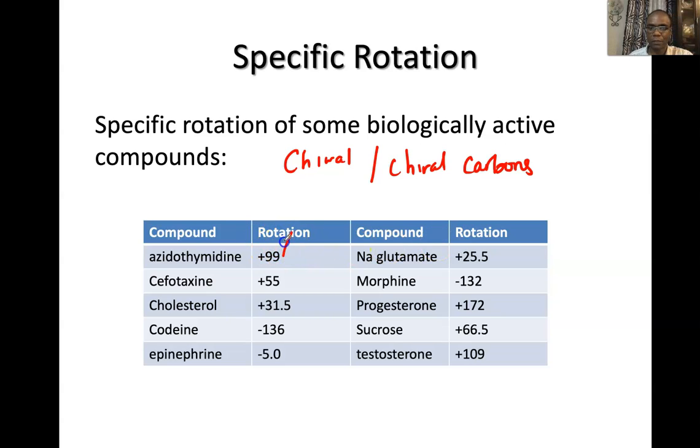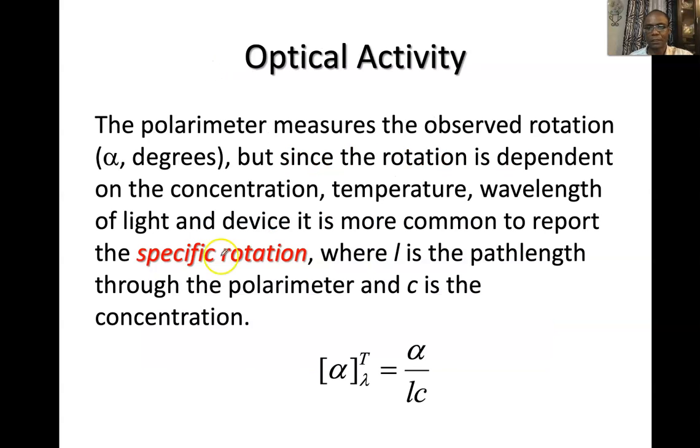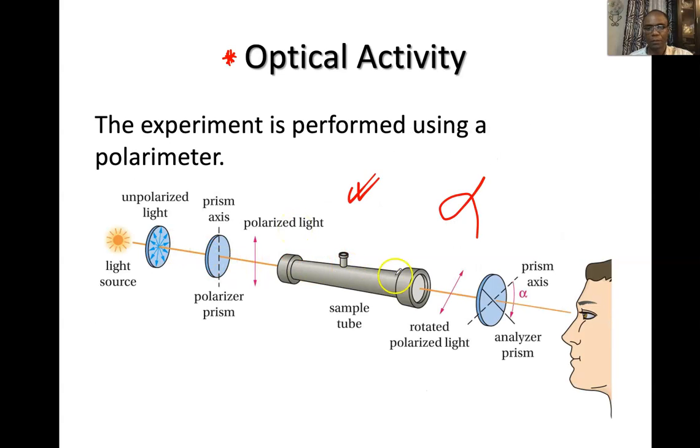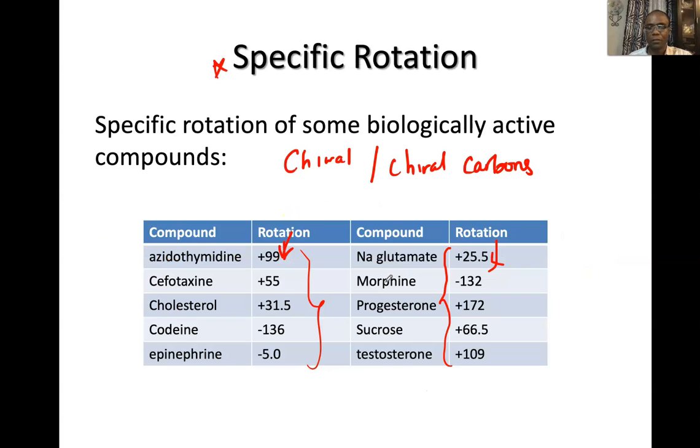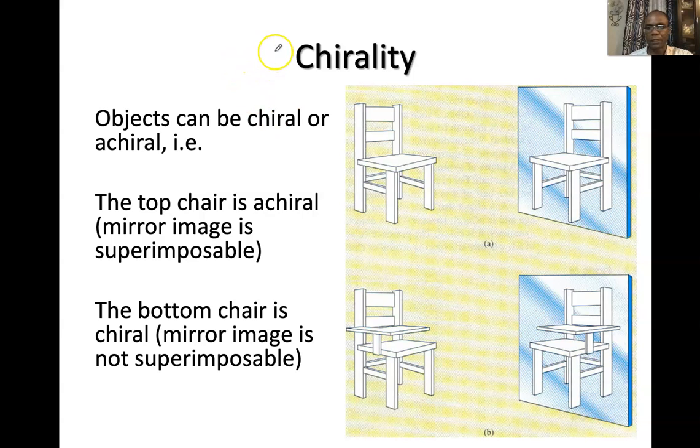And these are the rotation angles specific for these drugs or hormones: epinephrine, testosterone, morphine, sucrose, cholesterol, and glutamate. So we can determine their purity based on their rotation. But like I said, I'm not going to emphasize specific rotation, or the optical activity, or how the instrument works. My goal is to discuss the molecules and define enantiomers, stereoisomers, and mesocompounds.